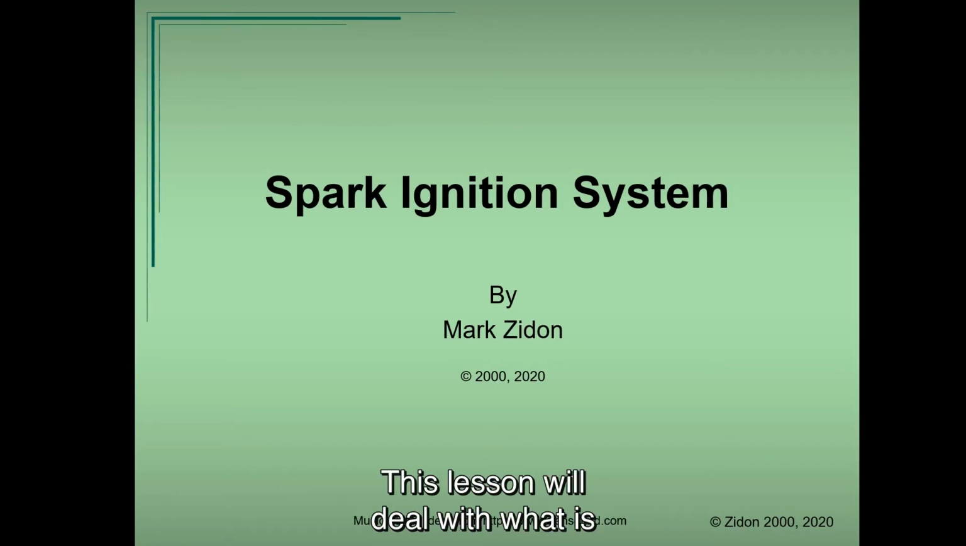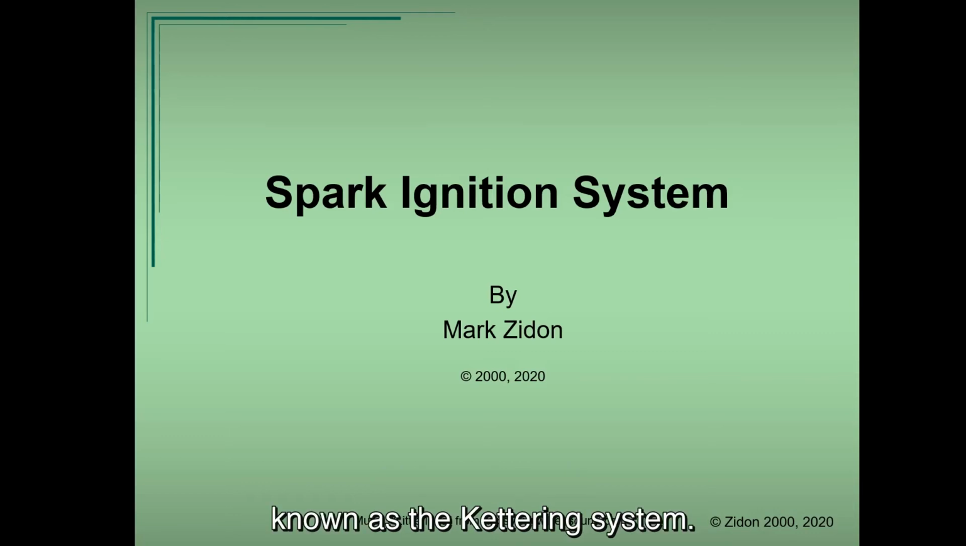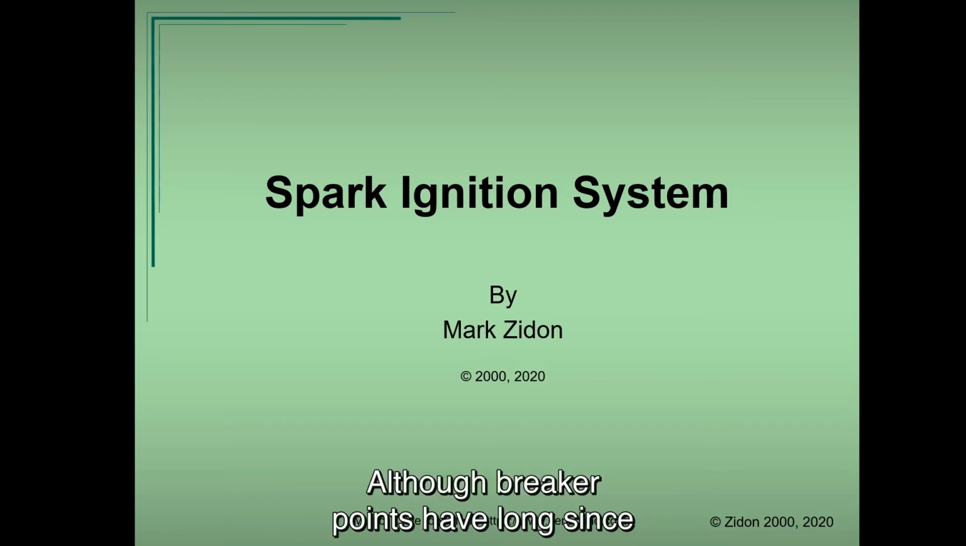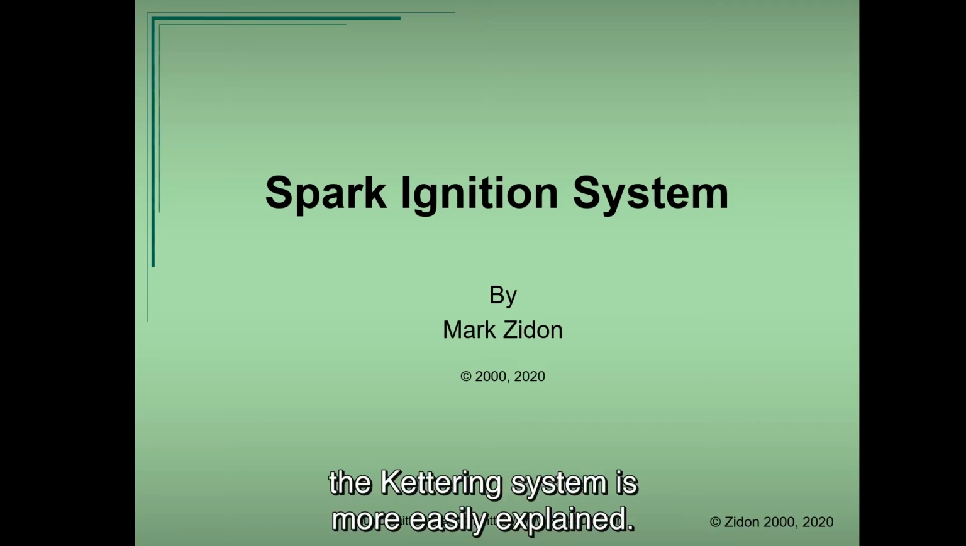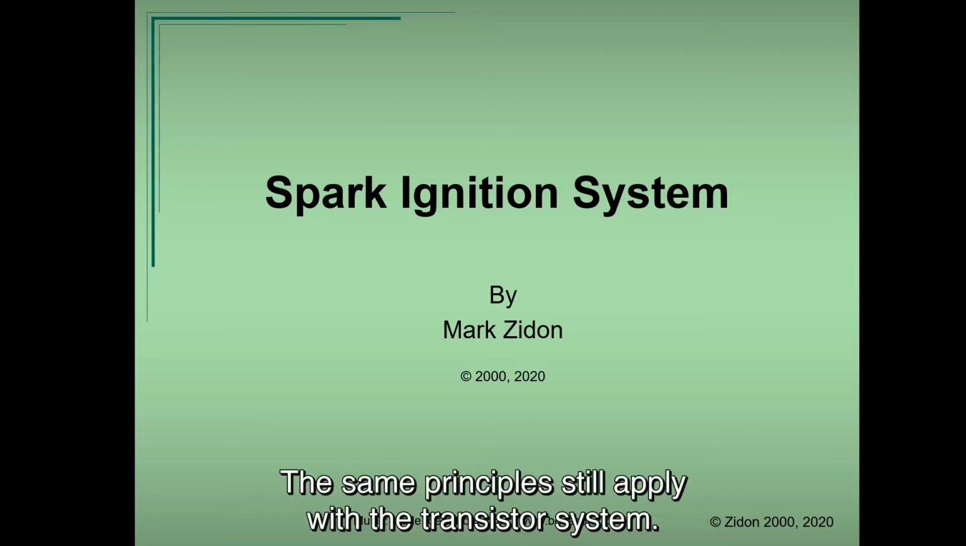This lesson will deal with what is known as the Kettering system. This system uses breaker points. Although breaker points have long since been replaced with a transistor system, the Kettering system is more easily explained. The same principles still apply with the transistor system.